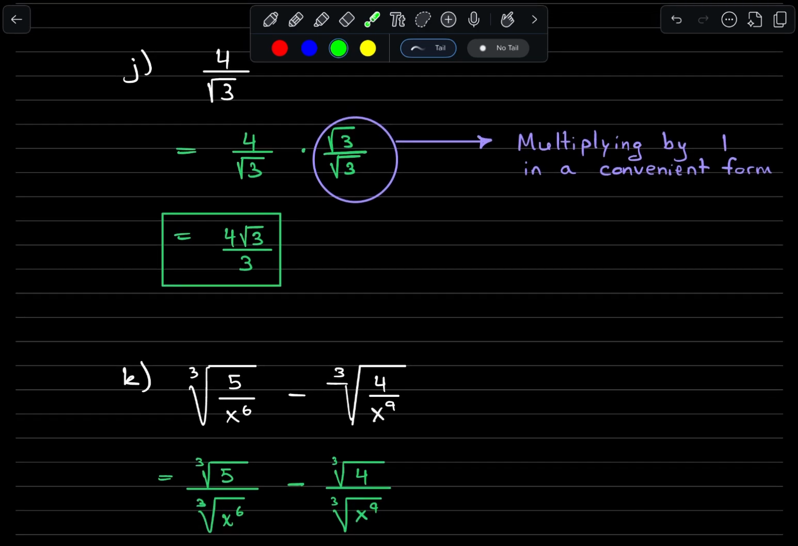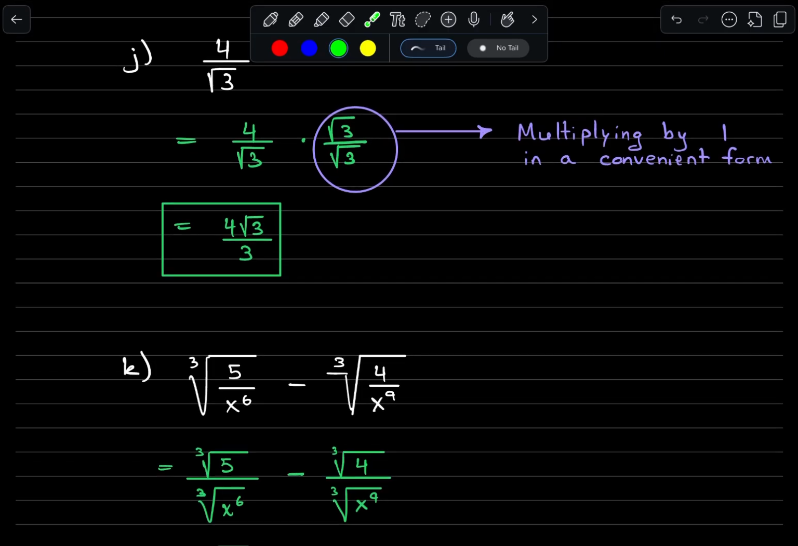So let's go ahead and apply this cube root to the top and to the bottom of this fraction. The same thing here. We can apply the cube root to the top and the bottom. It means the same thing. Okay, so now we've got cube root of 5 over the cube root of x to the 6th minus the cube root of 4 over the cube root of x to the 9th.